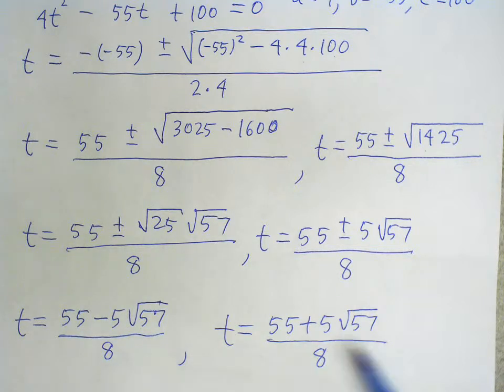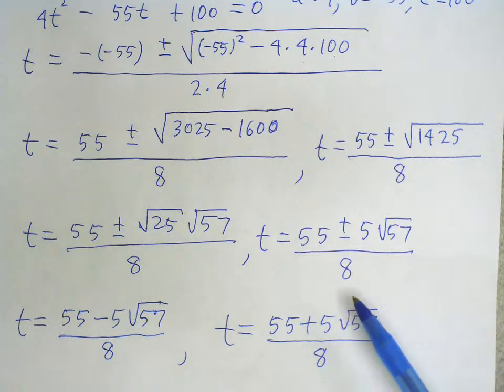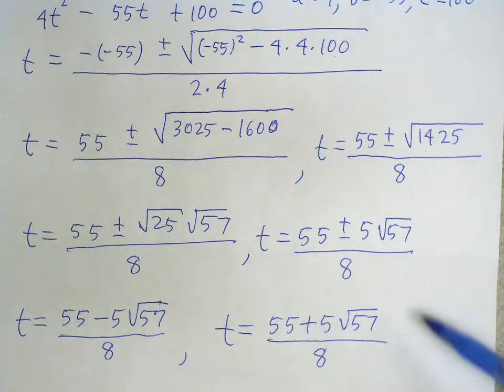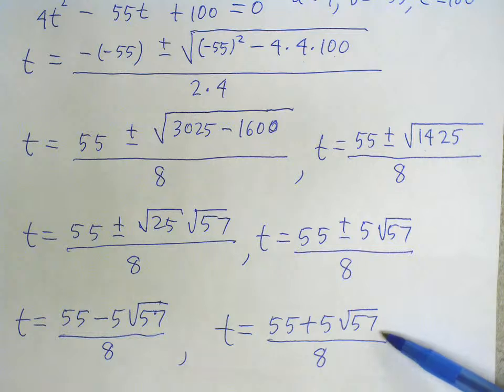it to do. And then over here on the way down, so 5 times 8 is 40, 55 plus 40 is 95, and 95 divided by 8 is a little bit less than 12.